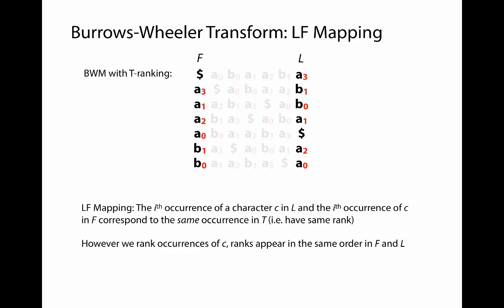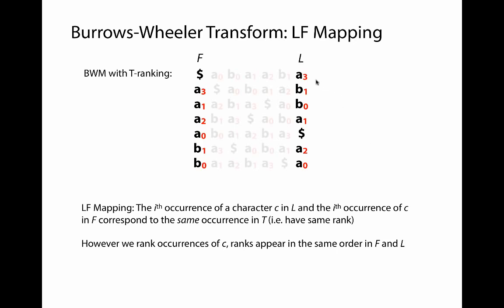So it turns out this is true in general. And this is what the LF mapping property says. The ith occurrence of a character C in L, the last column, and the ith occurrence of a character C in F, the first column, correspond to the same occurrence of that character in T. In other words, they have the same rank. Another way we can say that is, however we rank occurrences of C, the ranks appear in the same order for the same character as we look down F and as we look down L.